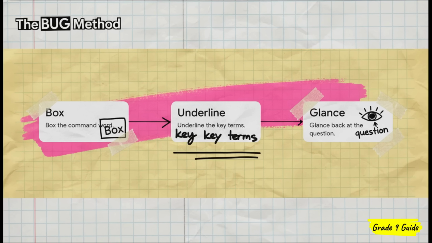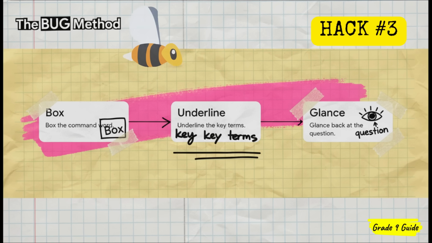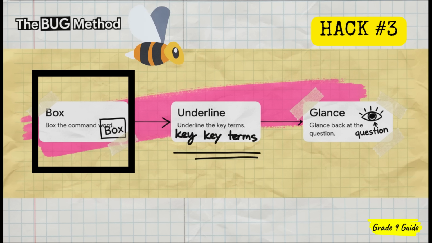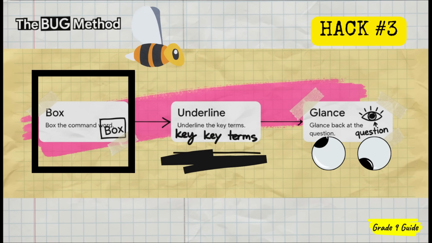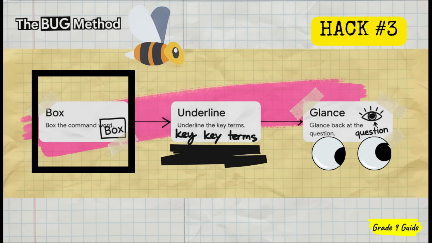All right, next up, command words. Look, if you misread the command word, you get 0, even if your geography is absolutely flawless. Do not fall into that trap. Tomorrow, you are going to use the bug method. Box the command word, underline the key terms, and glance back at the question whilst you write. Box, underline, glance. It's a lifesaver.